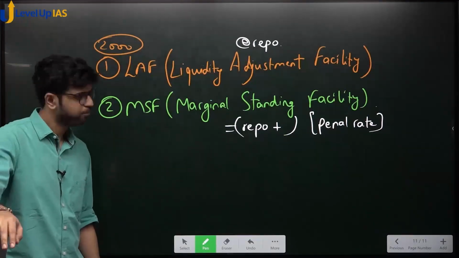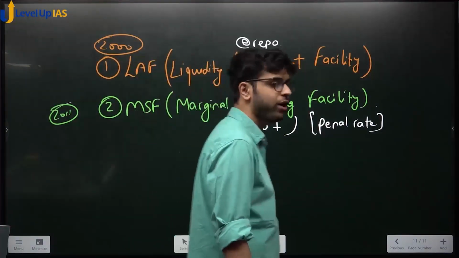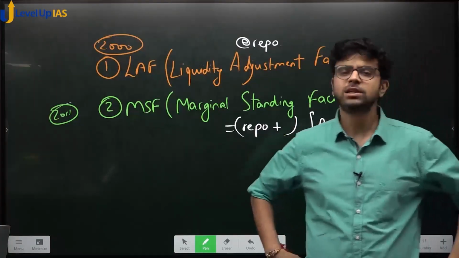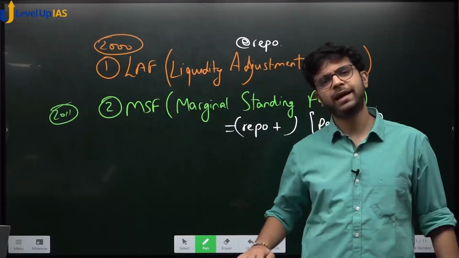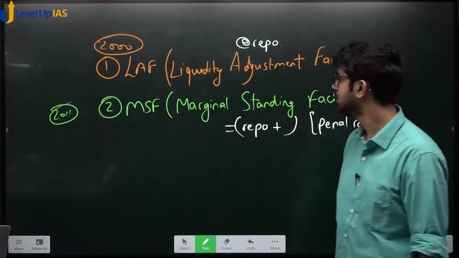Do you agree? Yes, very good. What is reverse repo rate? The rate at which who borrows from whom? RBI or the central bank borrows from commercial banks, or you can say at which commercial banks lend to RBI, or you can say commercial banks keep their money with RBI, anything is fine, right?